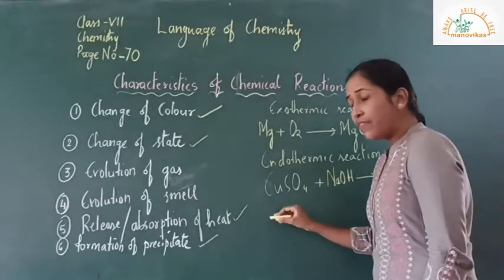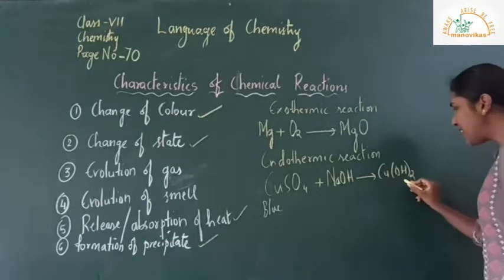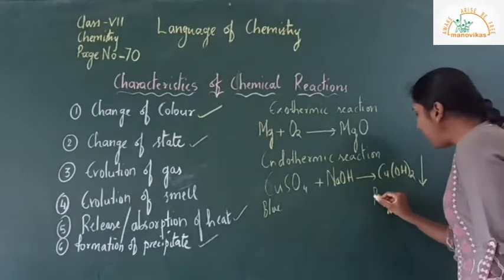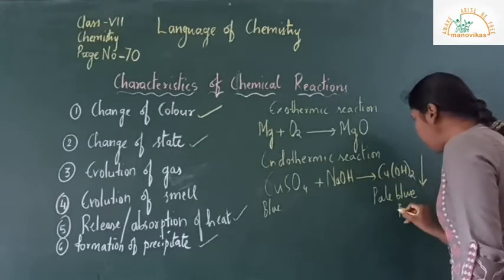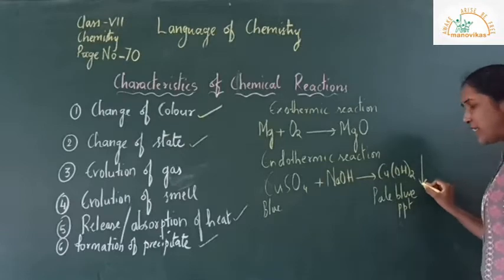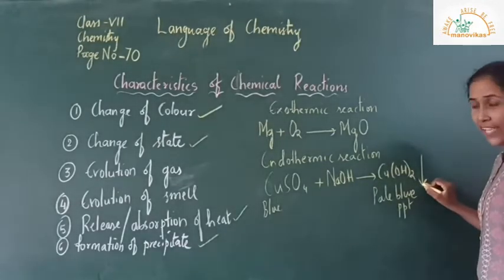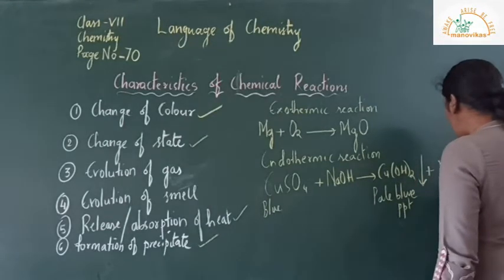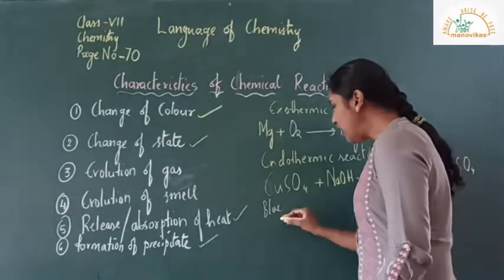Now this copper sulfate is a blue solution, blue in color, and the precipitate I will get will be a pale blue precipitate. Always remember that a precipitate is denoted with the downward arrow, and the other product we are going to get is sodium sulfate. Let's take one more example.